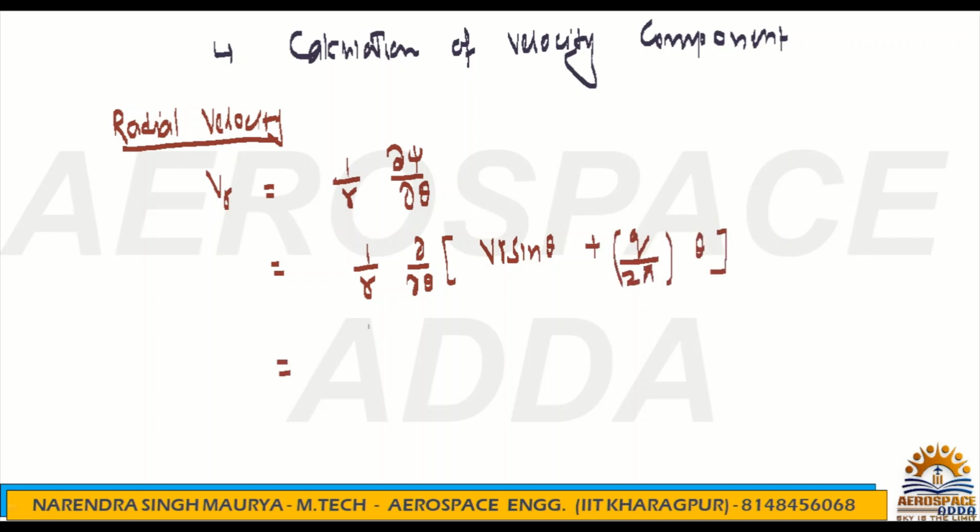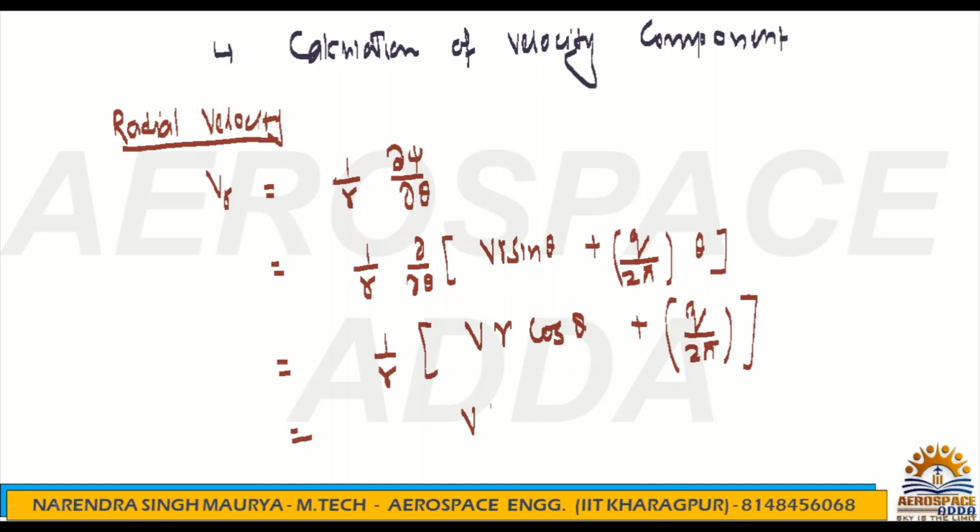You have to differentiate. You can take r inside, so r will be cancelled out. Even if you take it outside, differentiate with respect to theta. So what you will have: v r sin theta becomes cos theta on differentiation, and q upon 2 pi theta differentiation will be 1. So this is the value. Now you can take r inside, so it is nothing but v cos theta plus q upon 2 pi r. Remember, this is the radial velocity you have calculated for the Rankine half body, RHB.